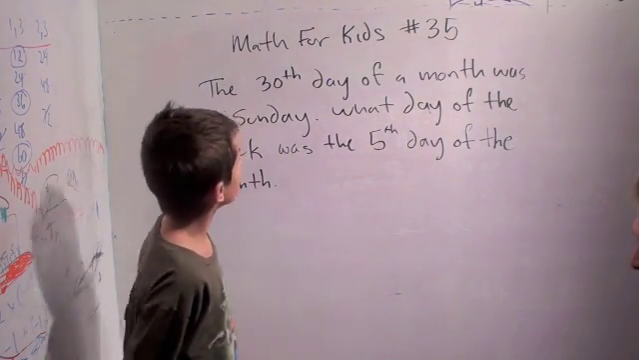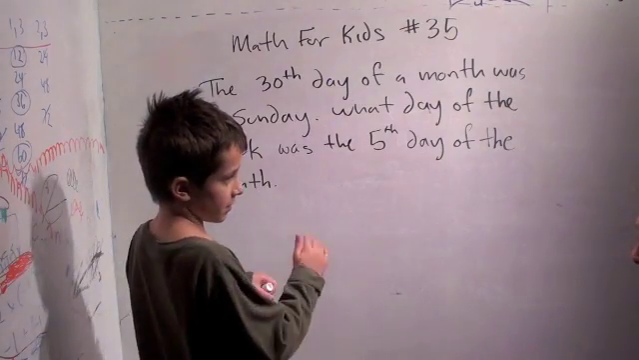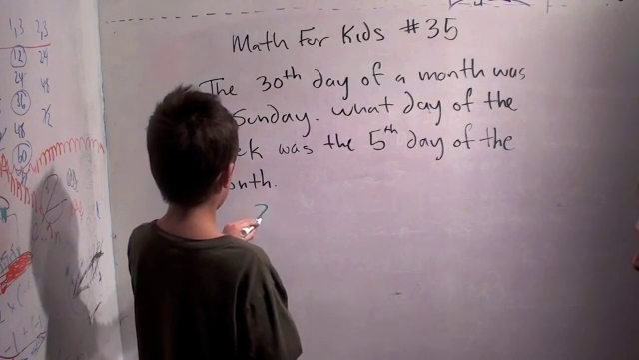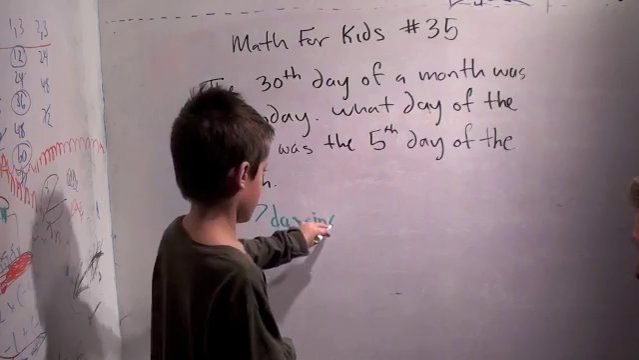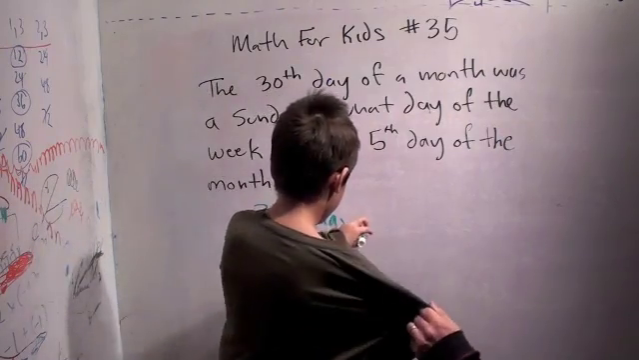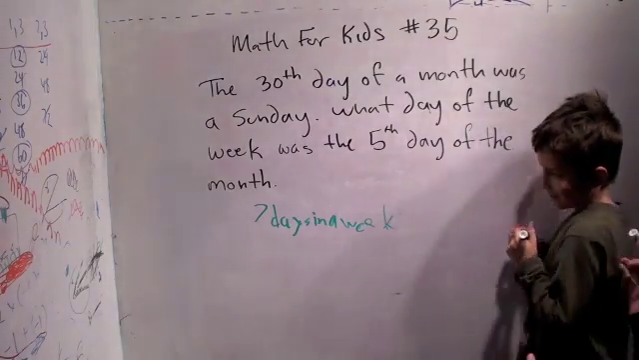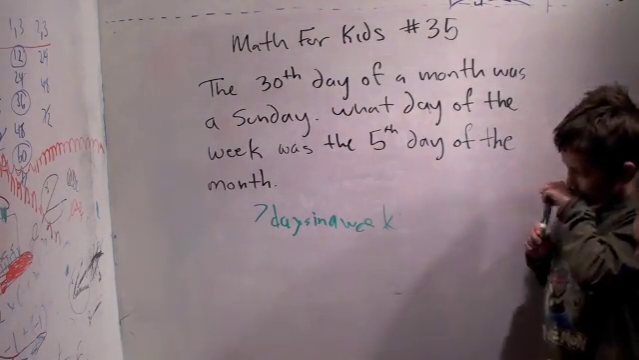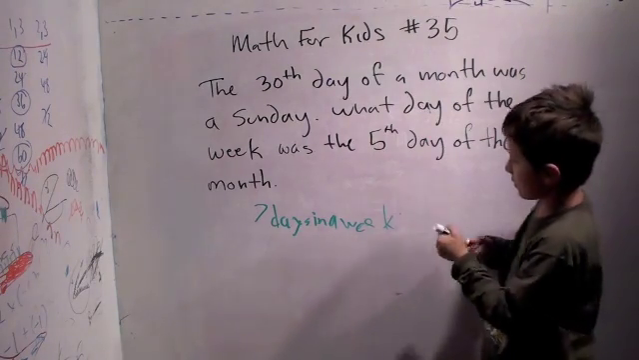Well, we know the 23rd day is going to be a Sunday. How do you know? Because there are 7 days in a week, so if the 30th day is a Sunday, 30 minus 7 is 23. Alright, so why don't you write that down?